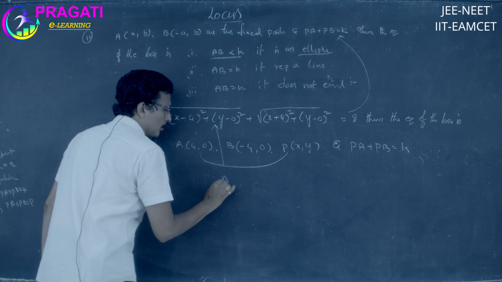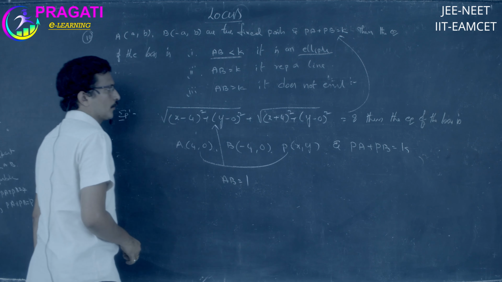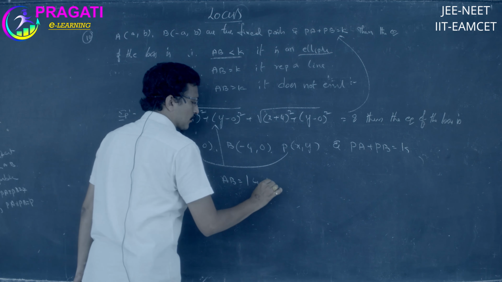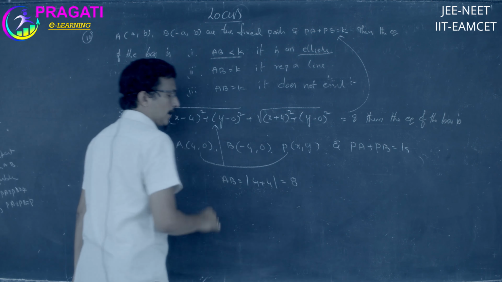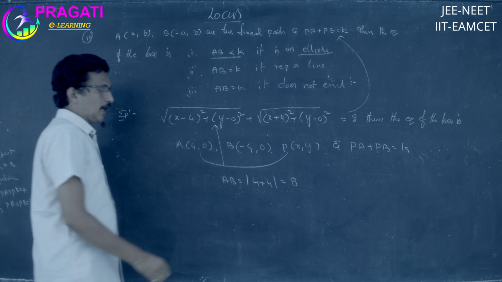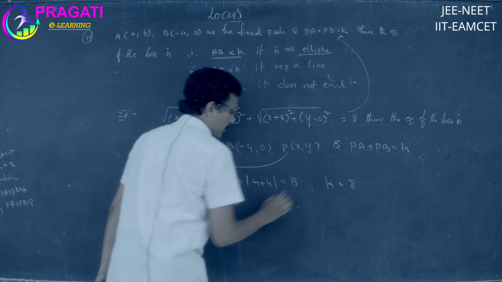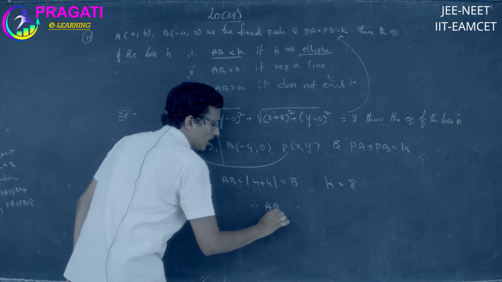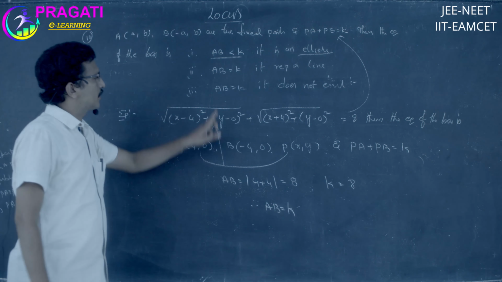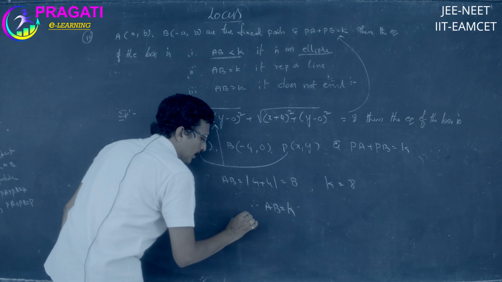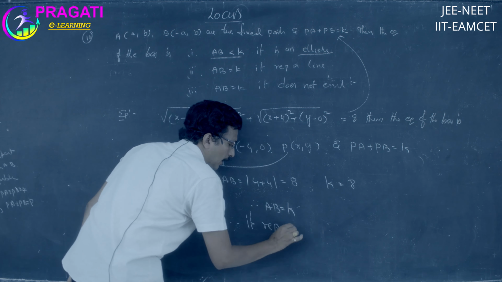So AB is equal to, in the previous synopsis, modulus of x2 minus x1, 4 minus of minus 4, is equal to 8, and K is equal to 8. Therefore AB is equal to K. Then we use the synopsis AB is equal to K. It represents a line.